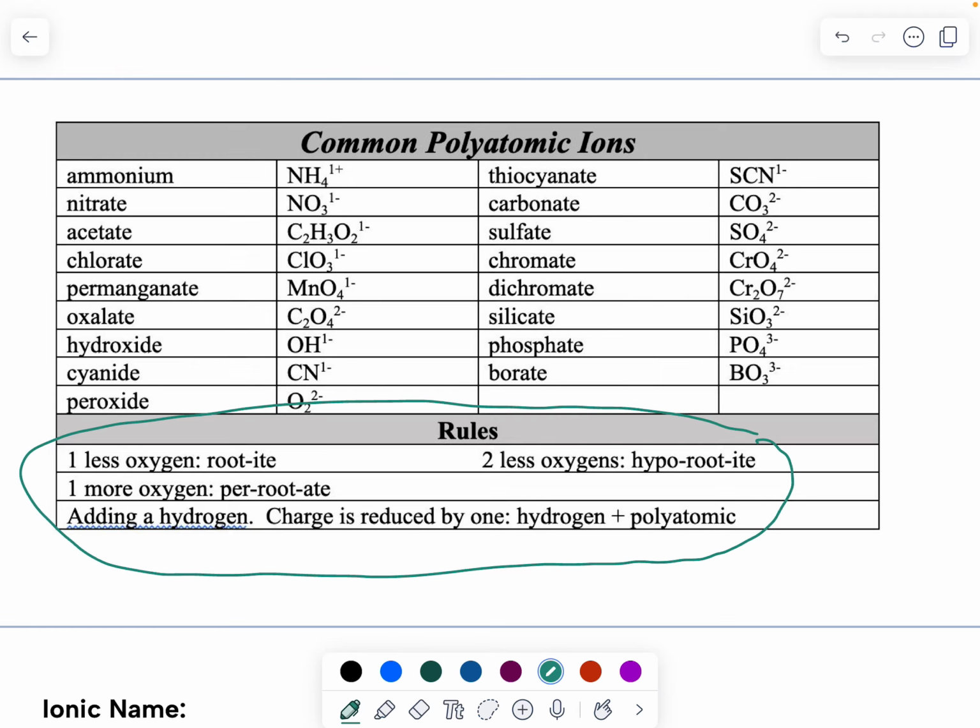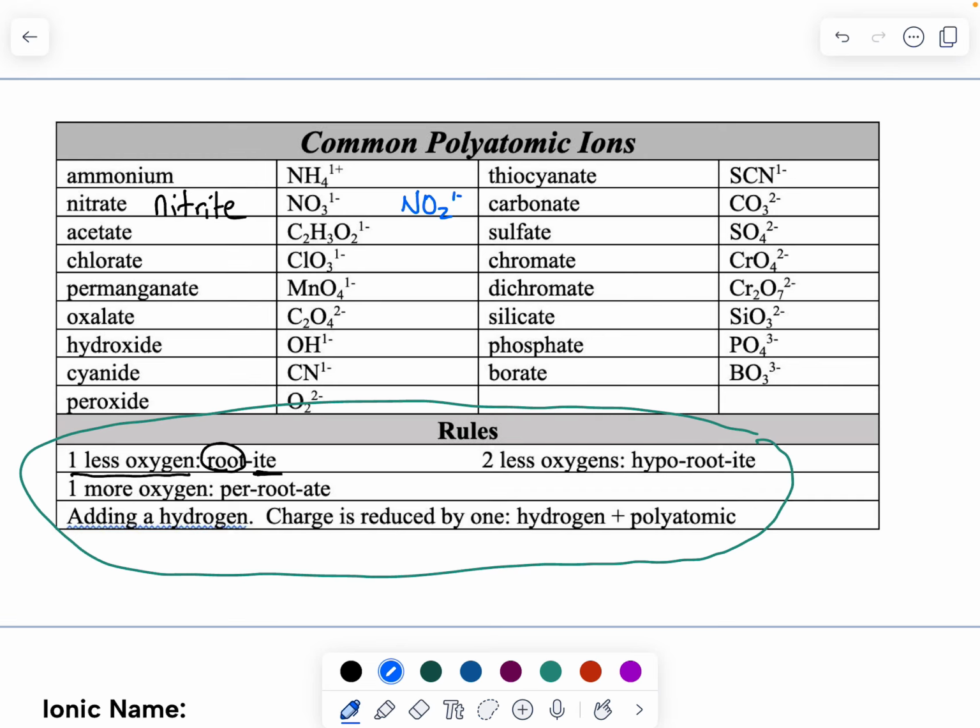For example, on this table right now, we have nitrate. But if I was working on a naming scenario where I had nitrite instead, nitrite means I have one less oxygen. So the nitrite is the same as the nitrate up there, except it has one less oxygen. Charge doesn't change, just the number of oxygens.